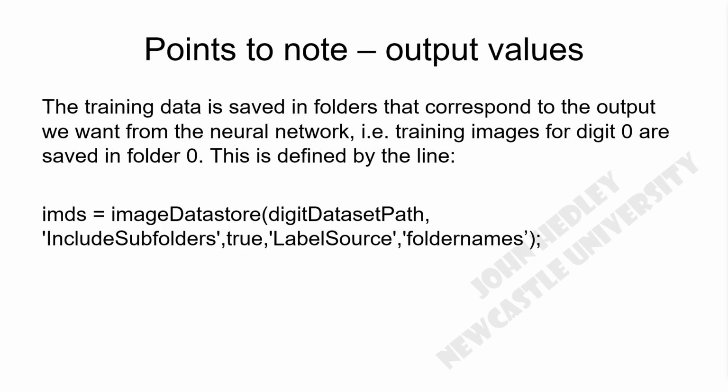As this is supervised training, we need to tell the network what output corresponds to the different inputs. One option to do this is to create an image data store, here labeled as variable IMDS. The data is stored in a set of folders. The digit dataset path parameter stores the link for these folders. The option of label source and folder names tells MATLAB that each set of data is stored in a separate folder, and the correct output for that data is the folder name it is stored in. Thus, for example, all images of digit 0 are stored in a folder called 0.